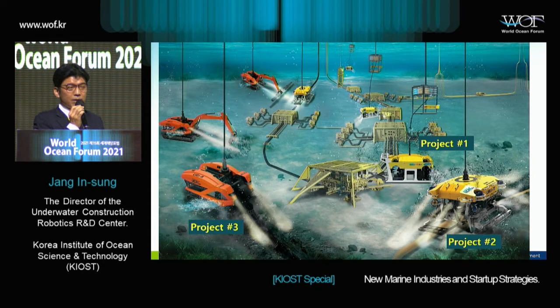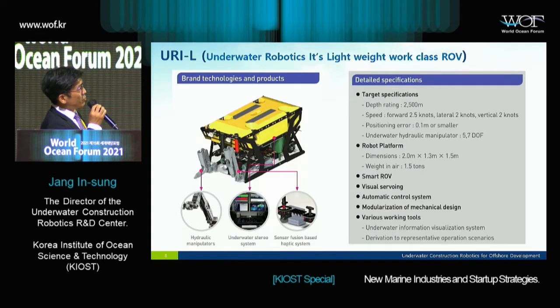So there are three types of robots: URI-L, URI-R, and URI-T. So URI-L is for lightweight work, and URI-T means it's a trencher, and URI-R means that it's a rocker. So URI-L looks like this, and it is a robot with a cord, and it will be carrying out mechanical works and maintenance work, and it also has a smart ROV function and visual surveying function.